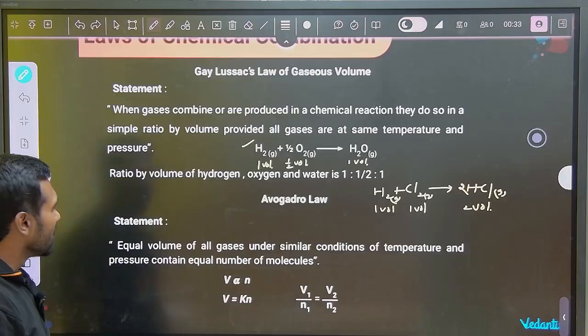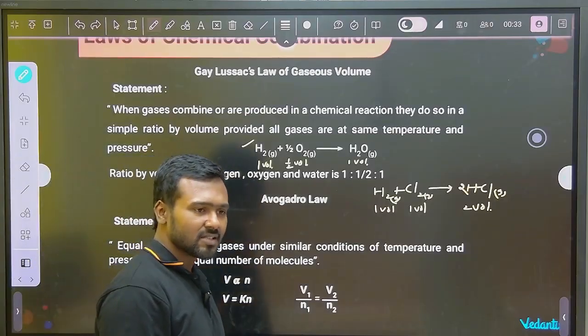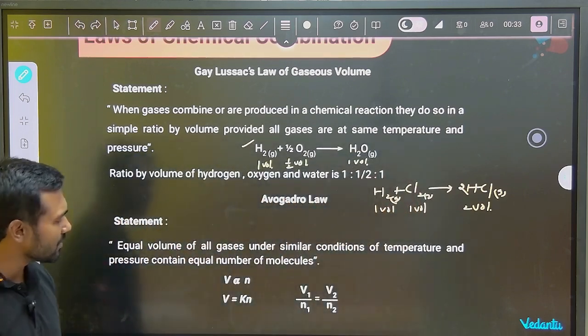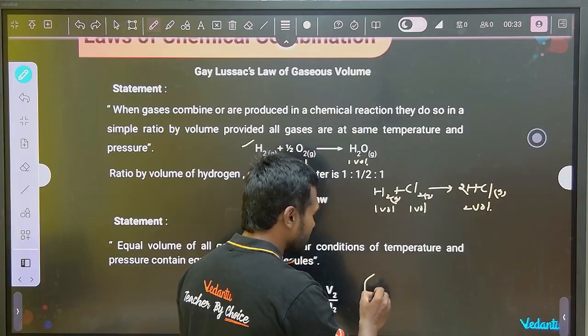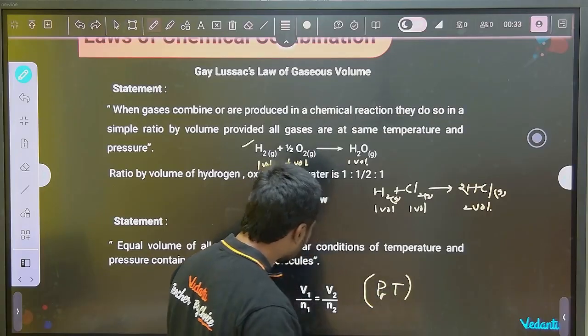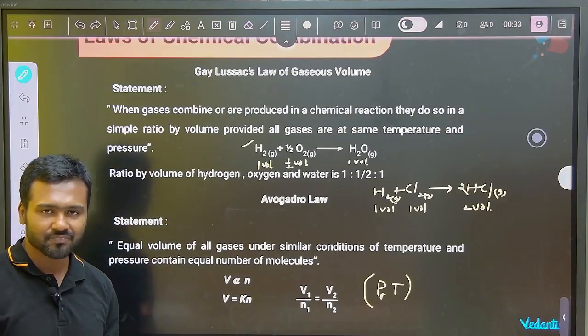Next, Avogadro's law: equal volumes of all gases contain an equal number of molecules. That is, the volume is directly proportional to the number of moles, provided what is constant here? Pressure is constant and temperature is constant. Pressure and temperature should be constant, and then only the volume is directly proportional to the number of moles.